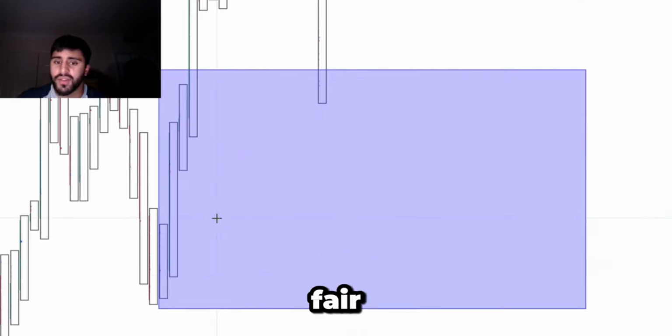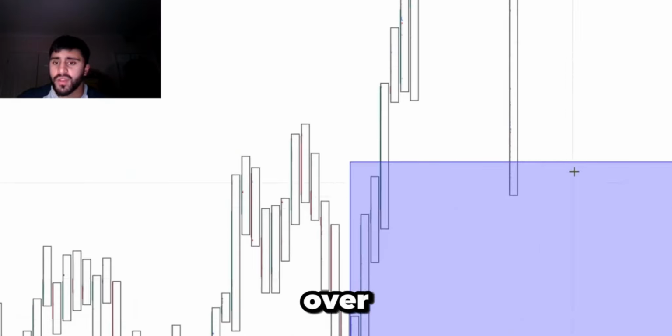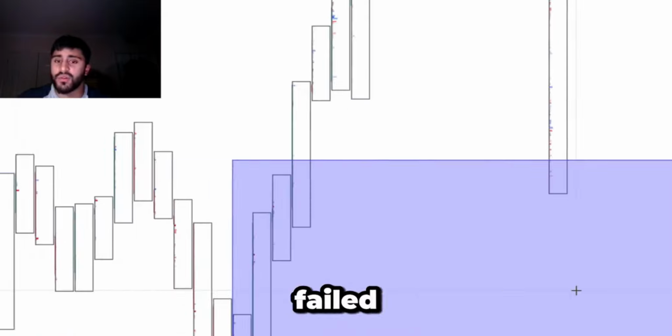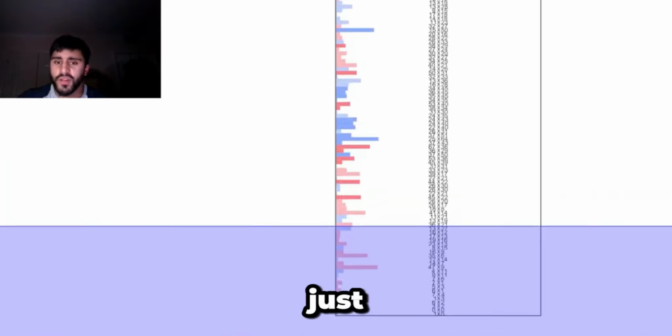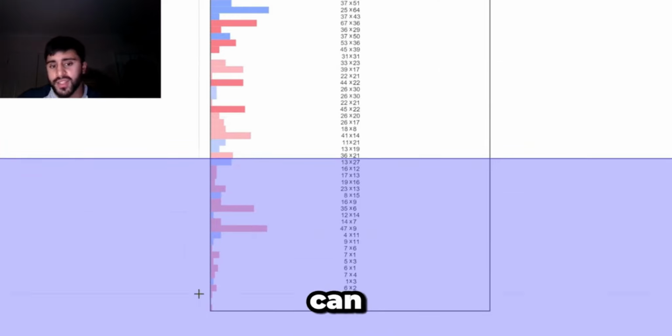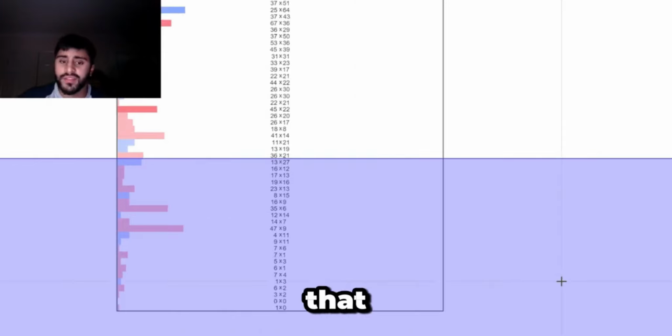Section we had a fair value gap just over here. Price over here had a lot of aggressive sellers that failed to move the market lower. This is the first thing I want traders to understand. Just by looking at the delta on the left, we can see a huge amount of aggressive sellers that are not being rewarded. That is the first thing.